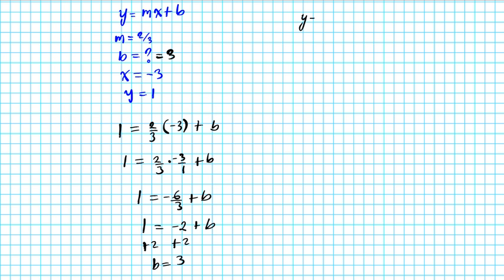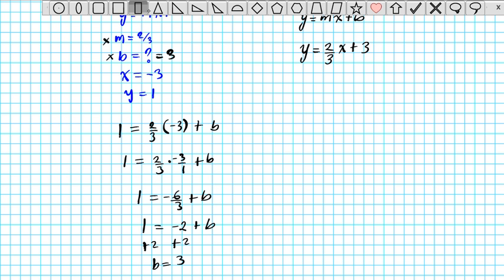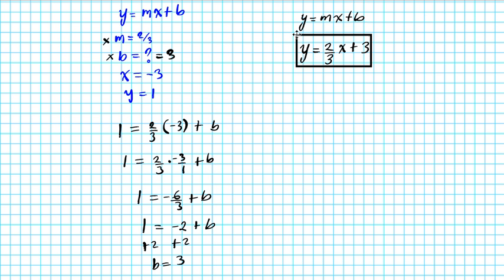Y equals mx plus b is the equation. Again, I'm just going to plug this m and b into my slope-intercept equation. So I'm going to have y equals 2/3 x plus 3. Alright, so this is my answer in standard. No, I'm sorry, in slope-intercept form.